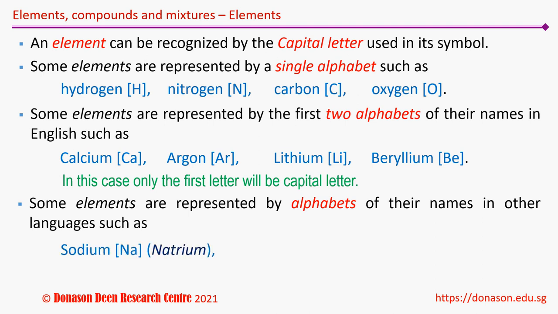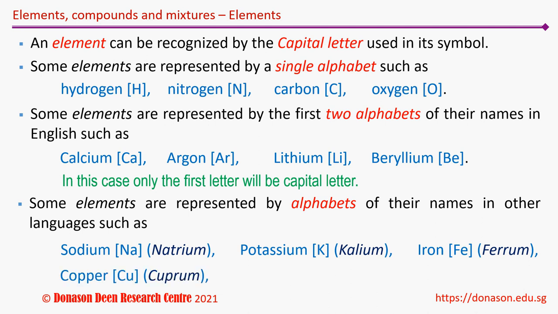For example, sodium is represented as a capital N followed by a small a. It comes from the word natrium. Potassium with the symbol K comes from the word kalium. Name of iron is derived from the word ferrum, and hence having a symbol of capital F and a small e. Symbol for copper is Cu. It comes from the word cuprum. Lead with the symbol of Pb comes from the word plumbum.